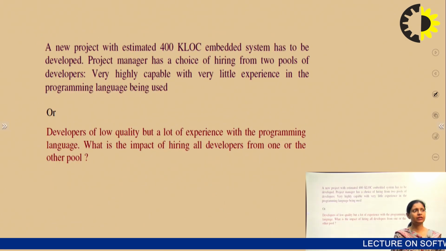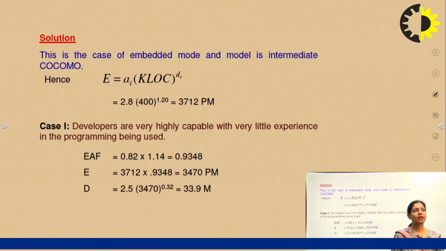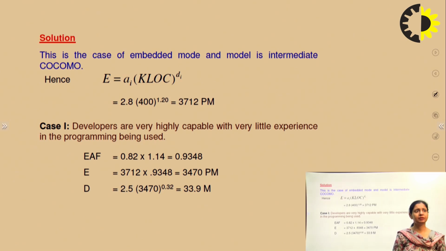So, we have a question where a new project where 400,000 lines of code embedded system has to be developed. They had a choice of hiring 2 pools. The first one is very highly capable with very experienced in the programming language, and the other one is the developers of low quality but lot of experience with the programming language. So, if we talk about the effort, because this is an embedded model, the effort would be A to the power B. So, that would be calculated.